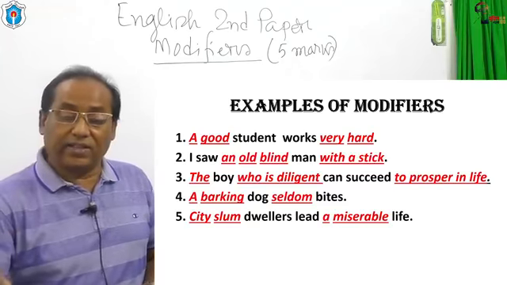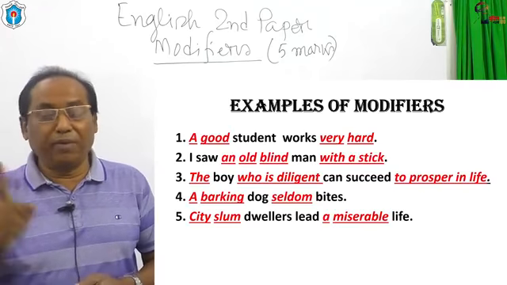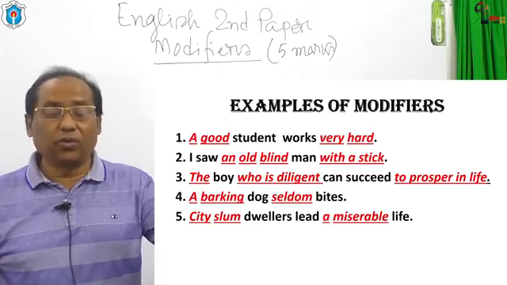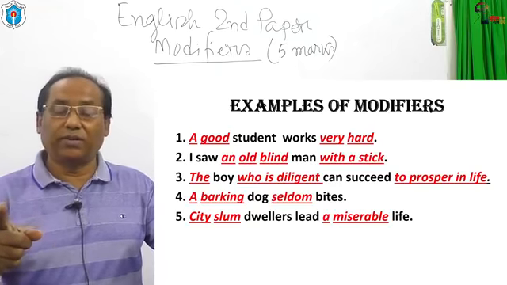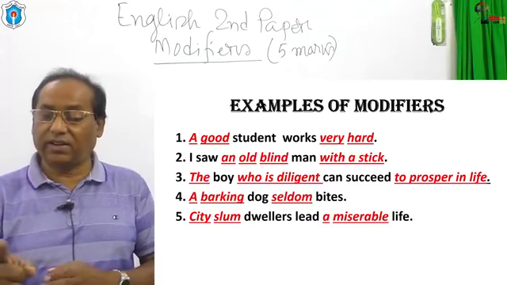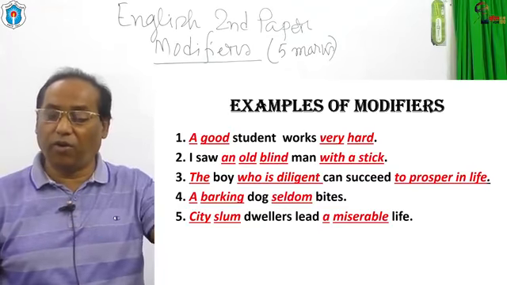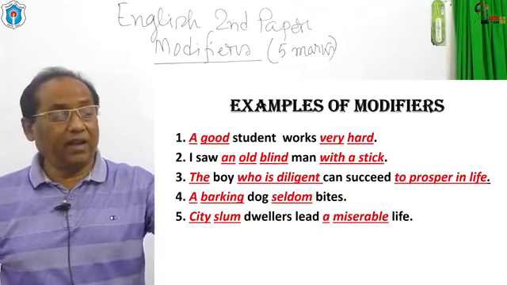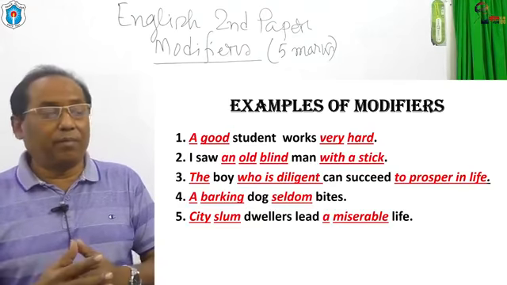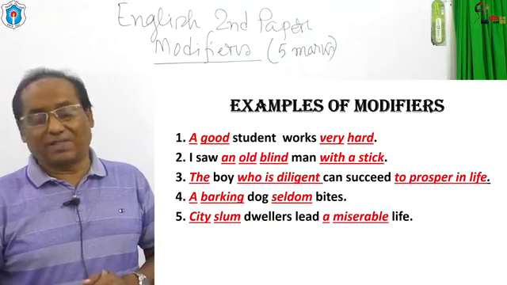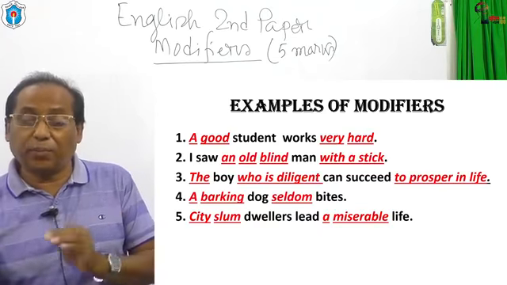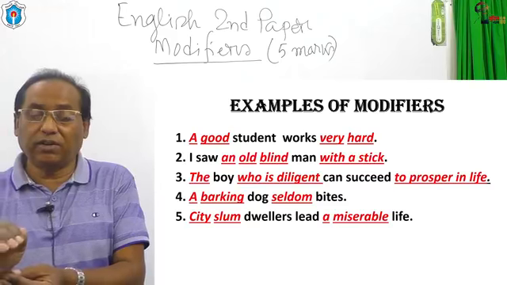I again say that a modifier may be a word. So, a is a word. Good is also a word. So, a modifier is a word. That is the first condition. Second condition, it is used either before or after. Here, both a and good come before student. So, this is the position. Where is the position? Before the noun.